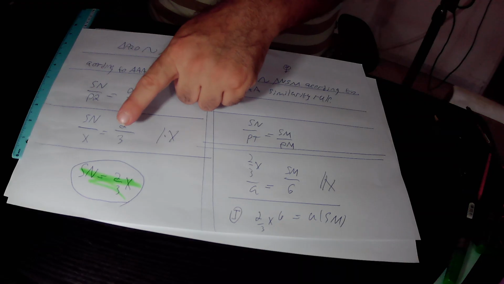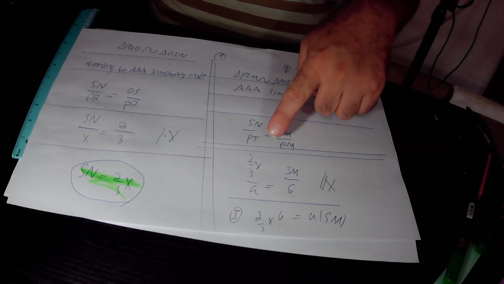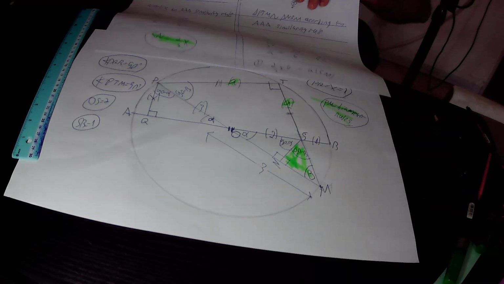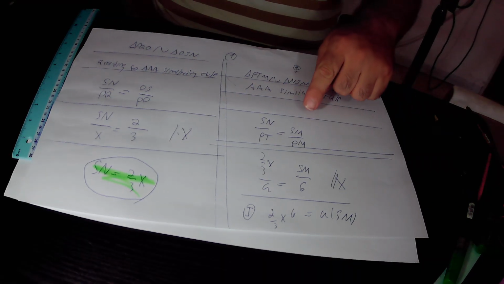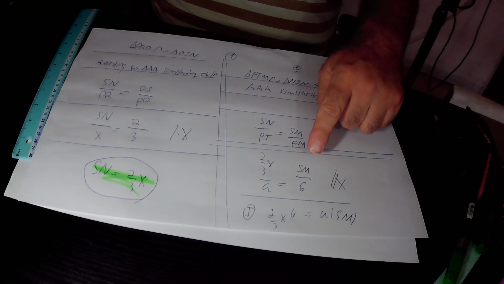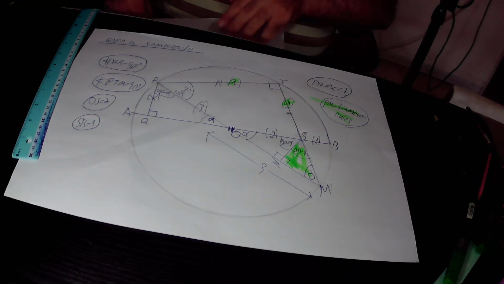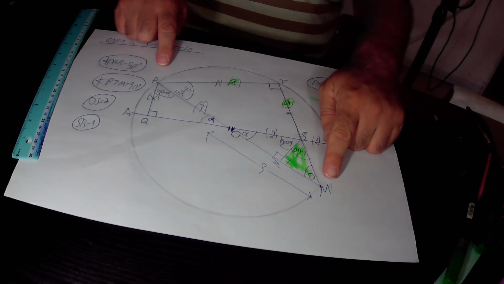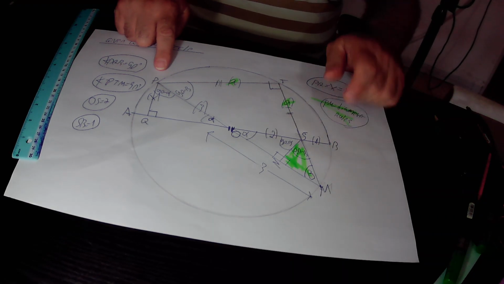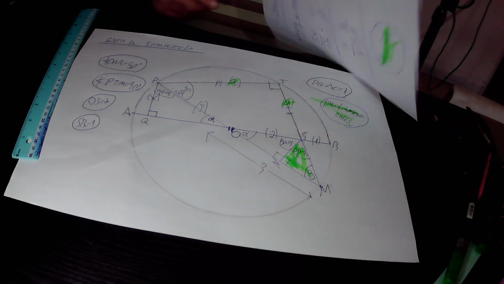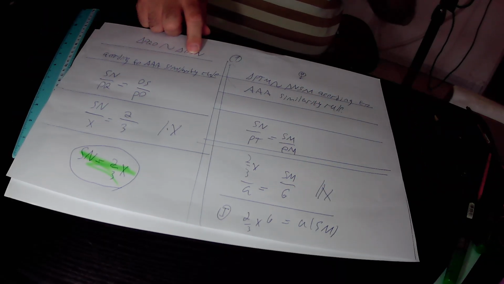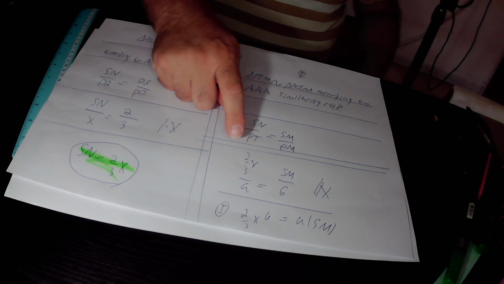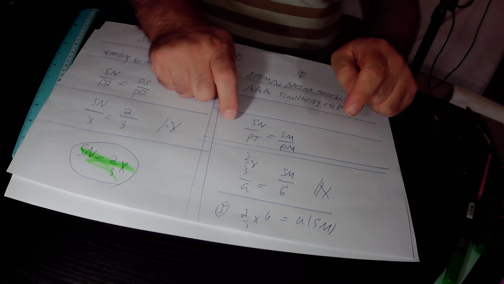We have already found out that SN equals 2/3 x over PT. PT equals A, and SM is the missing side, so we leave it as it is, over PM. PM is the diameter of this circle, the radius is 3, therefore the diameter is 6. So PM equals 6 units. So in total we find that 2/3 x over A equals SM over 6.